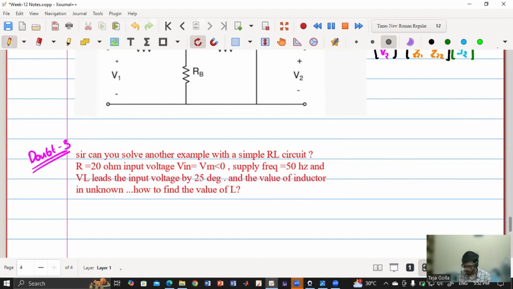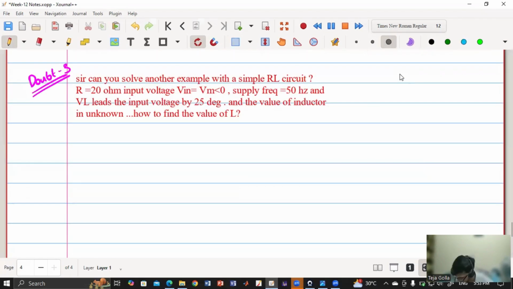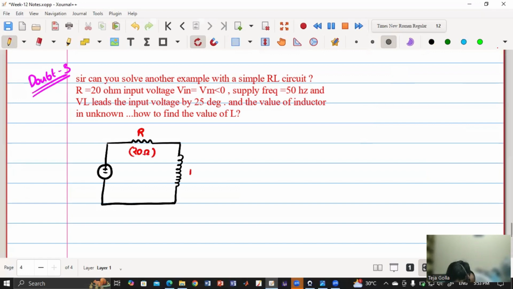Can you solve another example with a simple RL circuit? R is 20 ohm, voltage input is Vm angle 0, supply frequency is 50 Hertz, and VL leads the input voltage by 25 degrees. What is the value of the inductor, unknown? How to find the value of L? Okay, so let us see. We have one resistor, one inductor, and one voltage source. The resistor value is R, 20 ohm, and the inductor is L, but it should be j omega L, because everything is converted into phasor.